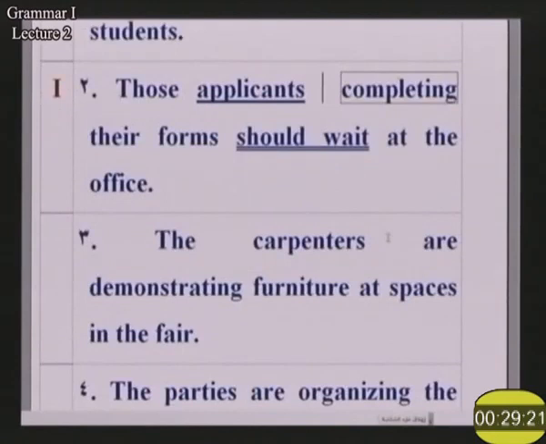The carpenters النجارين are demonstrating furniture at spaces in the fair. The carpenters subject, are demonstrating هي الفعل, furniture it's an object, at spaces in the fair prepositional phrase. تبقى الجملة دي correct.